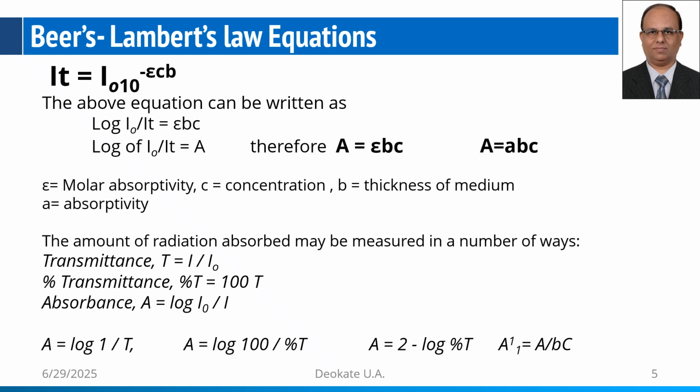Another quantity which can be used for calculation is the A 1% 1 cm, which indicates the absorbance of a 1% solution in 1 centimeter path length. This is the standard absorbance value, so this can be used to calculate the concentration. We have the equation A 1% 1 cm equals the observed absorbance divided by concentration times path length, where the path length is 1 centimeter and the concentration is in percent, that is grams per 100 ml.